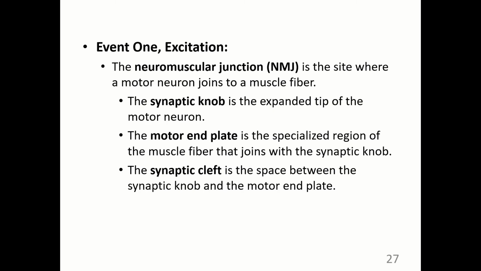All right, so event 1, excitation. The neuromuscular junction, abbreviated NMJ, is the site where a motor neuron joins to a muscle fiber. The synaptic knob is the expanded tip of the motor neuron. The motor end plate is the specialized region of the muscle fiber that joins to the synaptic knob. The synaptic cleft is the space between the synaptic knob and the motor end plate.